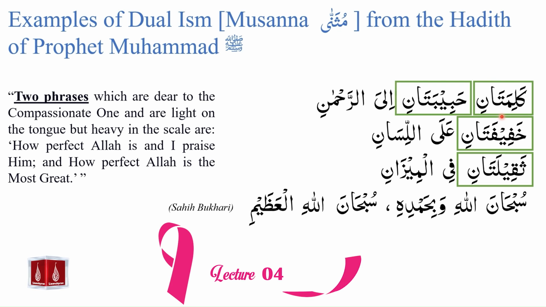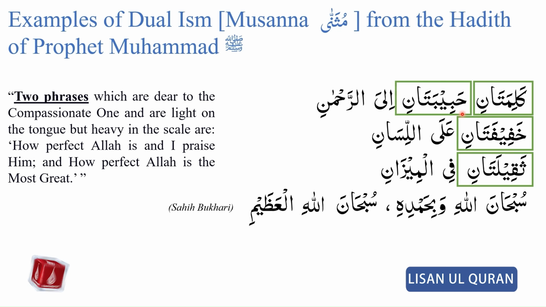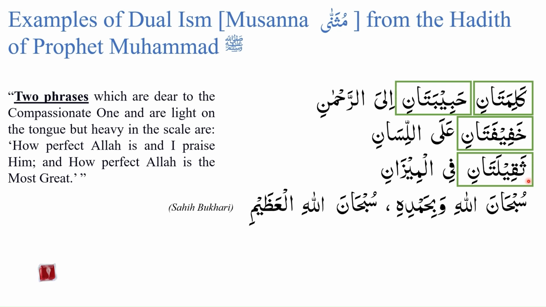Kalimatani is derived from kalima. Habibatani is derived from habiba, which means someone or something which is dear or beloved. The masculine version of habiba is habib. Khafifatani is derived from khafifa, which means light, and the masculine version of khafifa is khafif. Saqilatani is derived from saqila, and the masculine version is saqil, which means heavy.